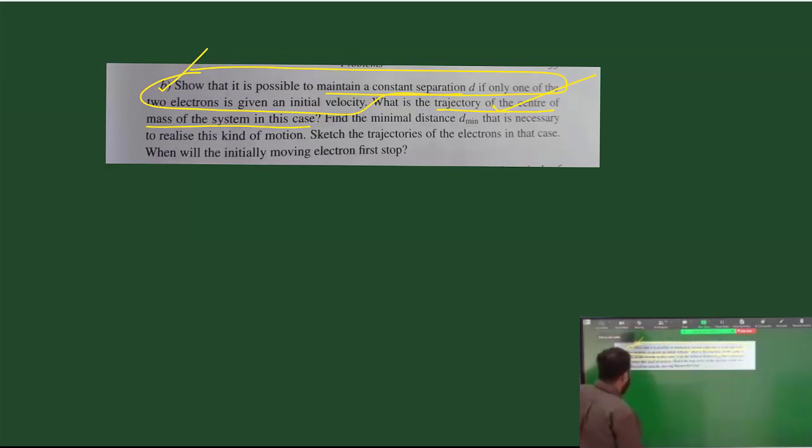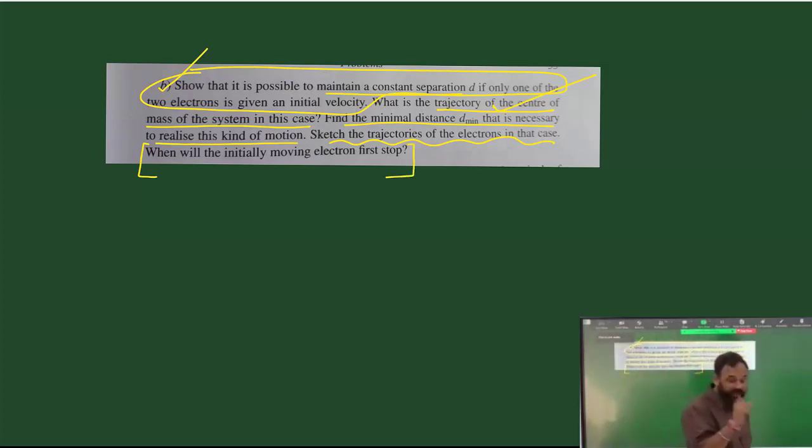So that is the second thing. And the third thing again is, what is the minimal distance that is necessary to realize this kind of motion? Lastly, it is a qualitative problem. He also said to sketch the trajectories of the electron in that case. And also tell me, a very interesting last question, when will the initially moving electron stop for the first time? So it is a lengthy problem, and I will go step by step to solve it.